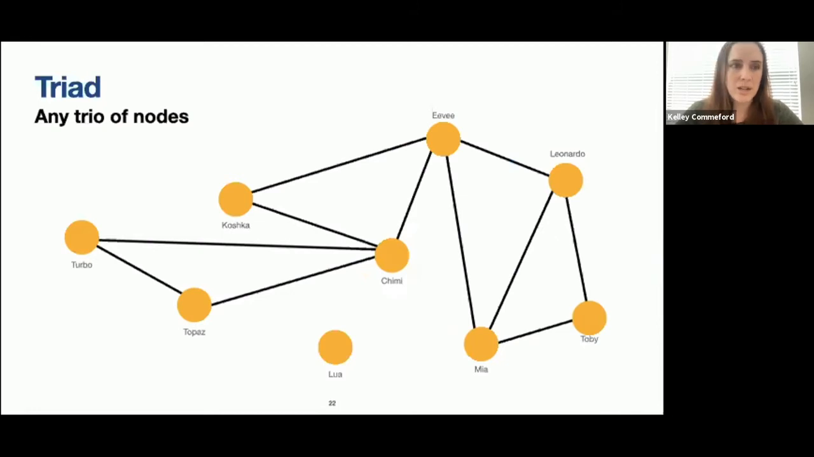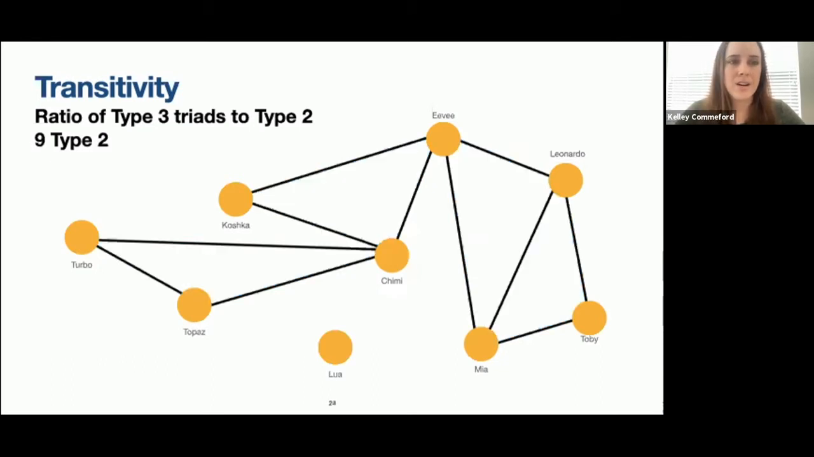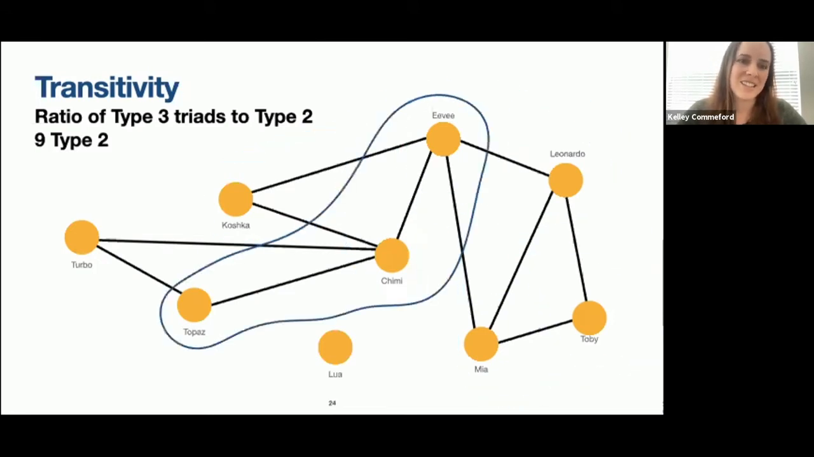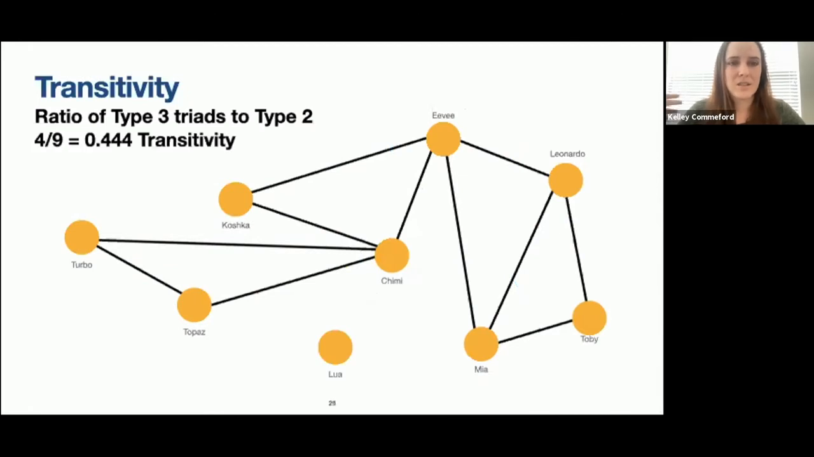Which brings us to another metric called transitivity. Your transitivity is the ratio of type 3 triads and type 2 triads. In this example with our cats, there are 4 type 3 triads, 4 complete triangles. And there are 9 type 2 triads, which are here, here, here, here, here, here, here, here, and here. So our transitivity is 4 complete triangles out of 9 type 2, for 0.44 transitivity. This really helps describe the connectedness of the network and how my friends introduce me to my other friends and we make complete triangles.